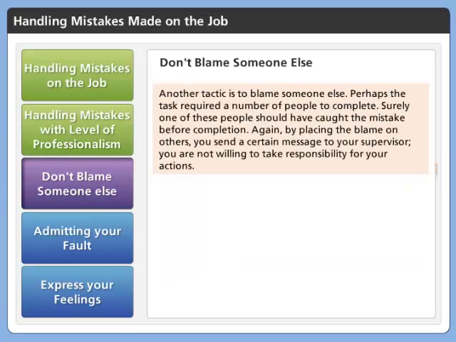Don't blame someone else. Another tactic is to blame someone else. Perhaps the task required a number of people to complete. Surely one of these people should have caught the mistake before completion. Again, by placing the blame on others, you send a certain message to your supervisor. You are not willing to take responsibility for your actions.